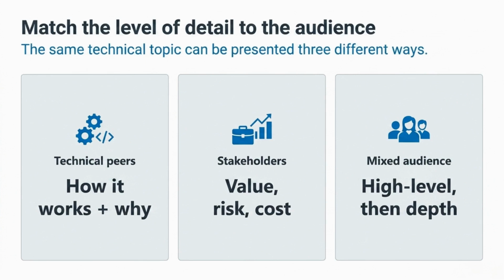Then signal when you are going deeper. For example, you might say, "For those interested in the technical breakdown, here is how the architecture supports scalability." That transition keeps non-technical listeners oriented, while still giving technical people the detail they need.